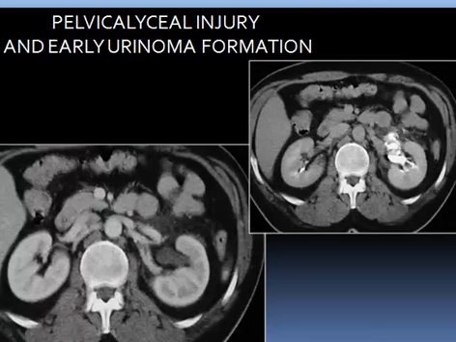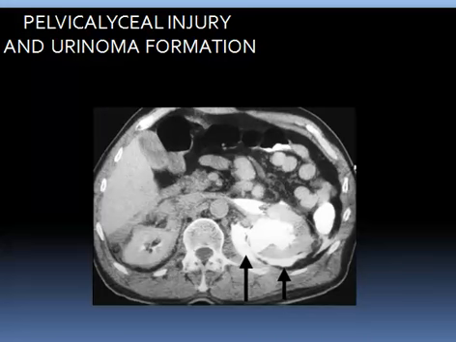Pelvic calyceal injury and early urinoma formation. This is another case where the collection starts at the region of the pelvis, and with contrast, after delay, we get the collection evident, extravasating outside the renal pelvis, and then starts to collect. This is how a urinoma is developing.